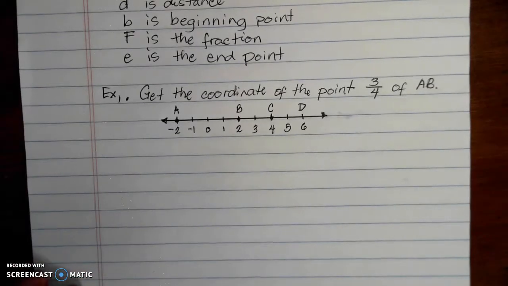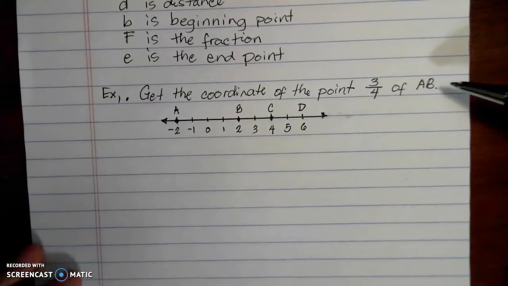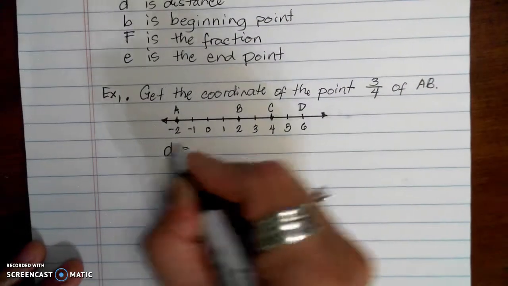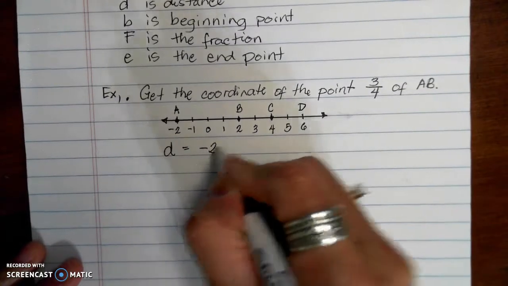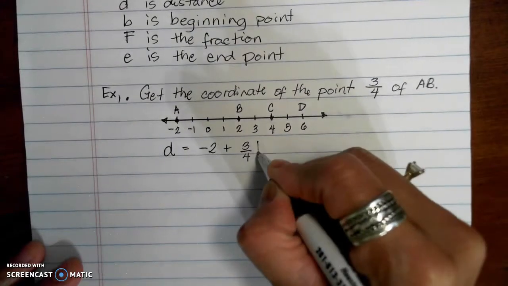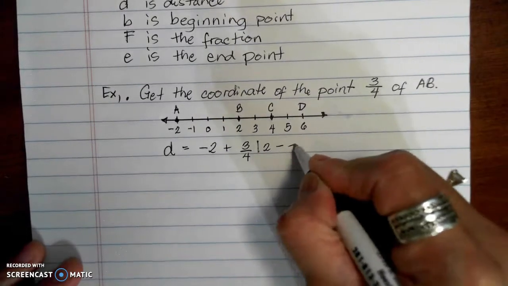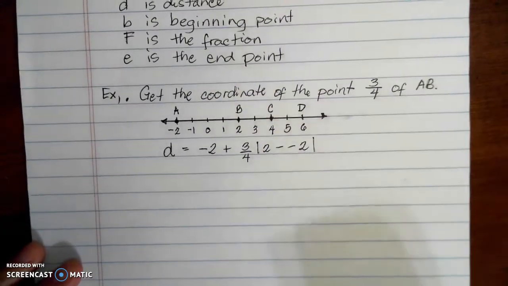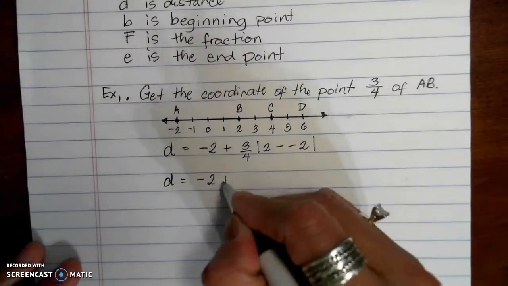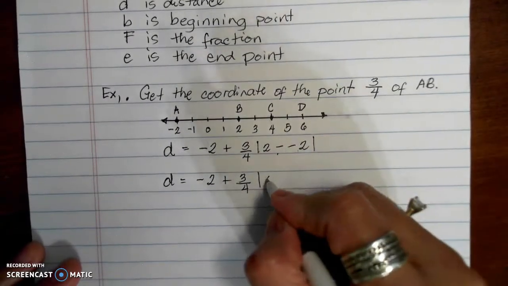So let's do example number 1. Get the coordinate of the point 3/4 of AB. Let us begin. So distance is equal to the starting point, -2, plus 3/4 of the endpoint, which is 2 minus -2. So the distance is equal to -2 plus 3/4 times... double negative means plus, so that's 4.